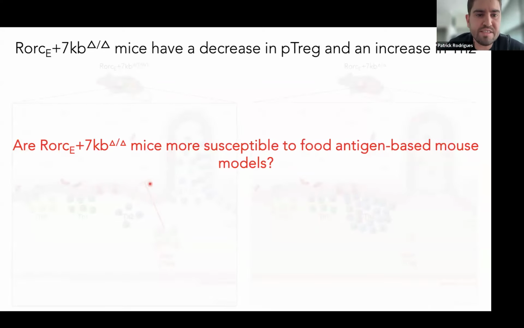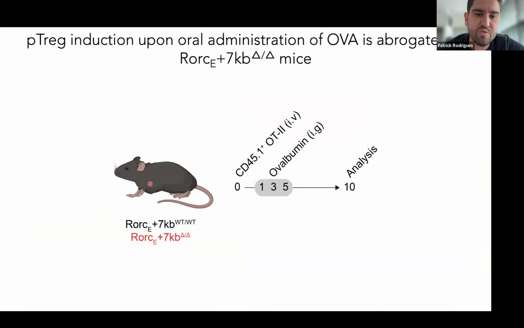So after having seen all these results, we were wondering whether our RORC plus 7kb enhancer knockout mice are more susceptible to food antigen-based mouse models. For that, what we did was a very simple experiment. We purified CD45.1 OT2 cells and injected them into either wild-type or 7kb enhancer knockout mice. Then we gavaged the mice with ovalbumin, and after 10 days, we analyzed the output of the OT2s in the wild type as well as in the enhancer knockout.